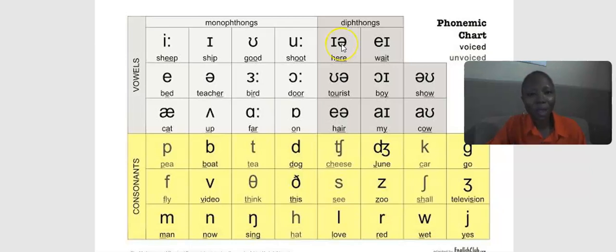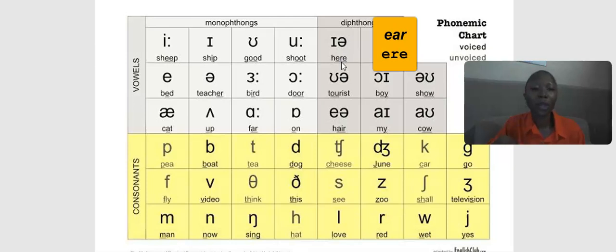Okay, so this particular sound is produced as ear. This is a practical class and I want you to articulate after me. Ear. Okay, so it is represented by E-R-E as in here. I am here right now teaching English language. Here. Okay, we also have the sound in E-A-R as in ear. It appears in fear.